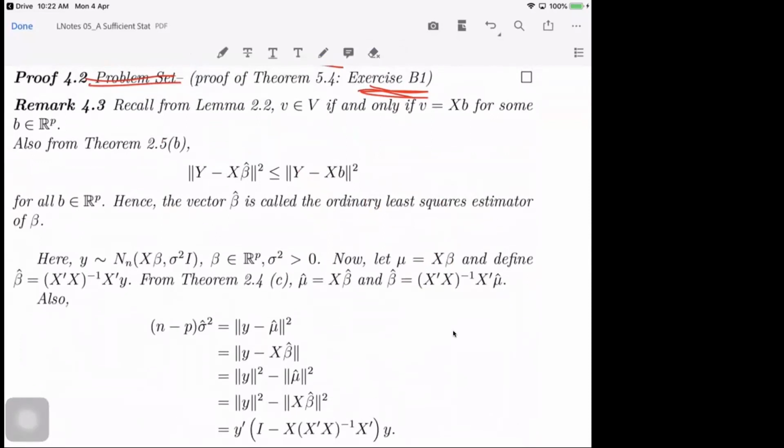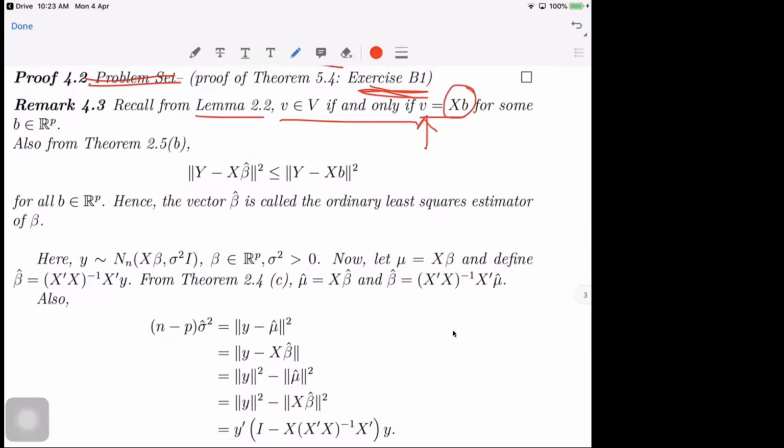So recall from lemma 2.2 that your vector V is in V if and only if you can express your vector V as x beta for some vector b, p by 1. So if you look at this, kini imong V actually x beta, mao man ni ang mu hat, no? X beta hat. And this beta hat here is a p by 1.